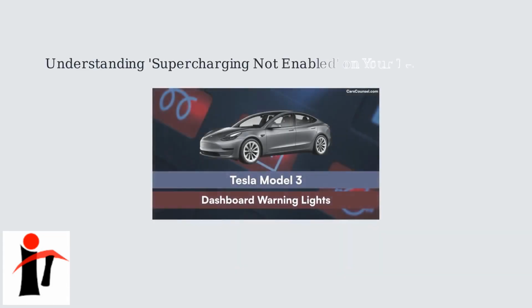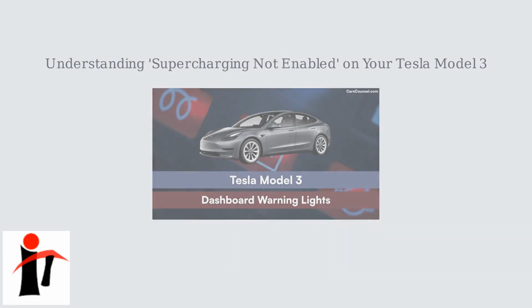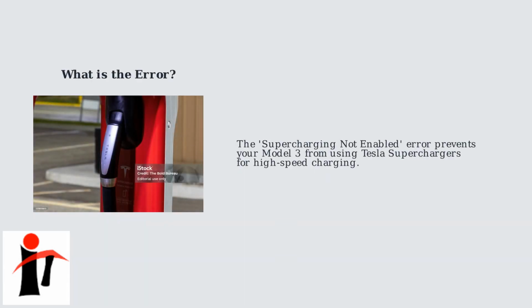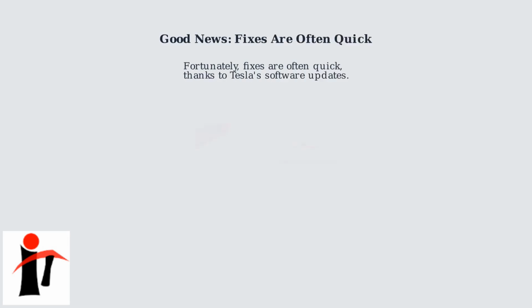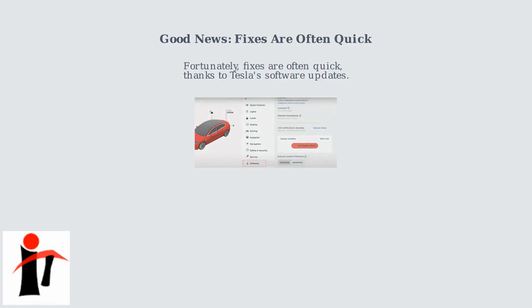Welcome to understanding the supercharging not enabled error on your Tesla Model 3. The supercharging not enabled error prevents your Model 3 from using Tesla superchargers for high-speed charging. This happens when your car can't authenticate with Tesla's servers. It's usually due to account problems, VIN mismatches, or regional restrictions. Fortunately, fixes are often quick, thanks to Tesla's software updates.